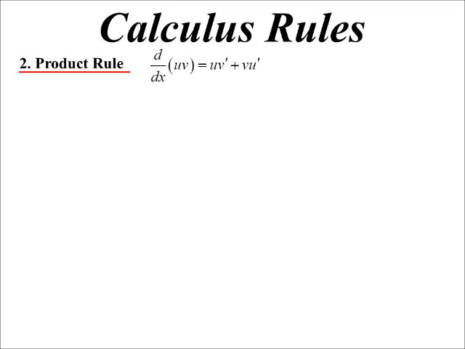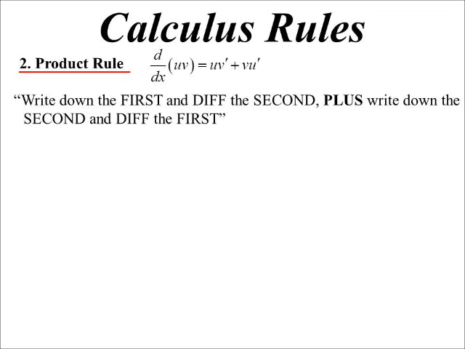I personally think of it this way. Write down the first, diff the second, plus write down the second, diff the first. You can impress people too by the speed you can say it. But again, it's similar to yesterday's rule, right? Bring down the power, lower the power, diff the inside. What you're basically saying is what you're doing. So as you do it, you say it, it makes it a lot easier.